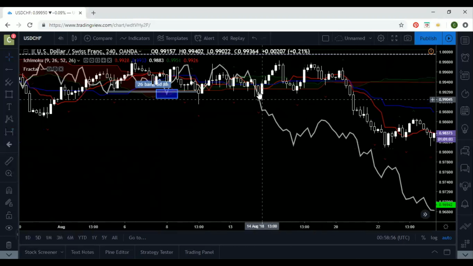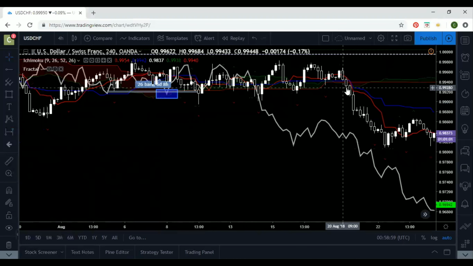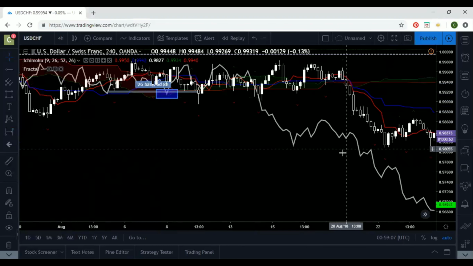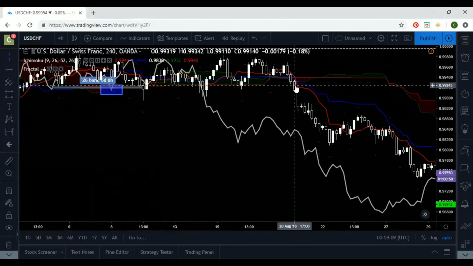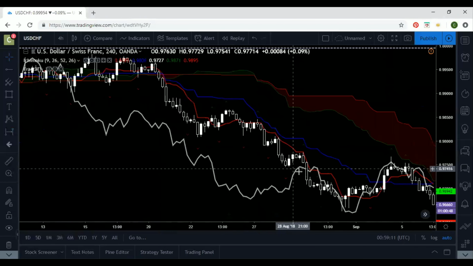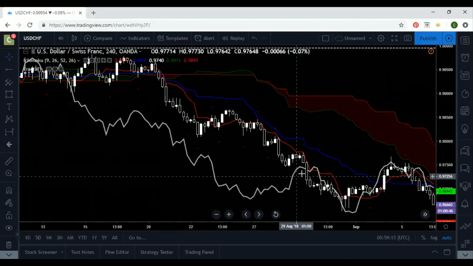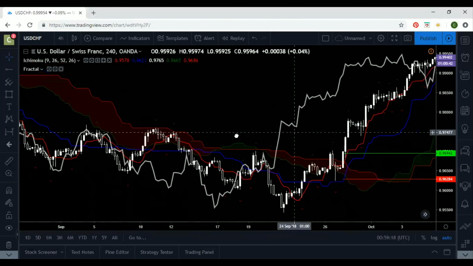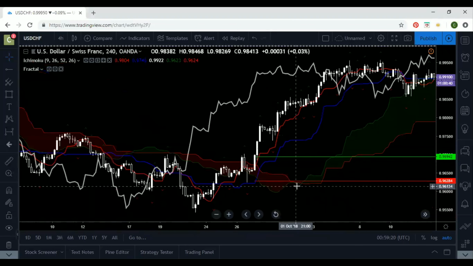So you want to find clean breakouts like this right here. So this right here, perfect breakout. Nice clean breakout with Chikou span. Enter the trade on that candle, ride that trade down until Chikou span crashes into price. So yeah, this is a very simplified strategy for beginners.